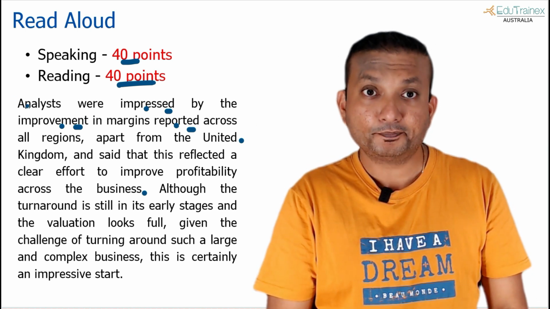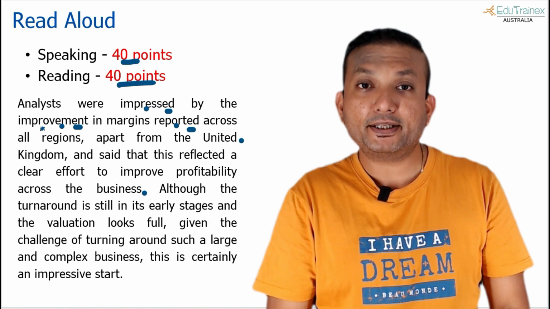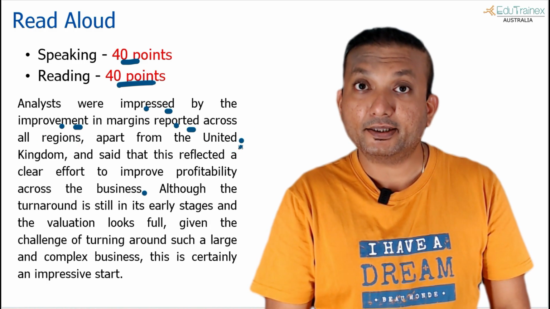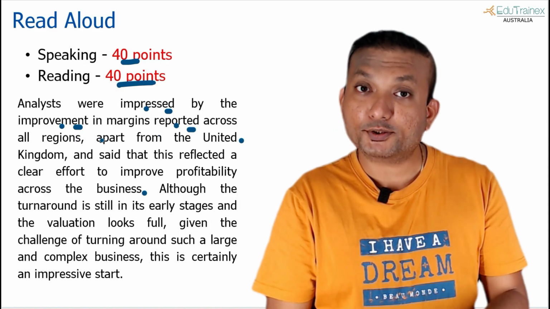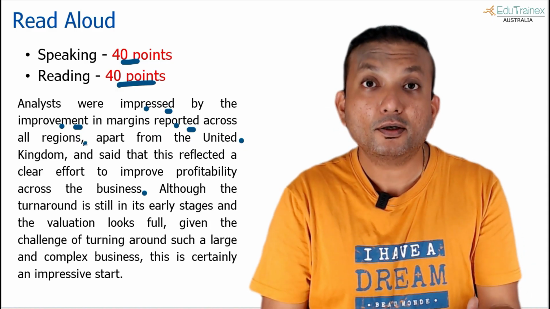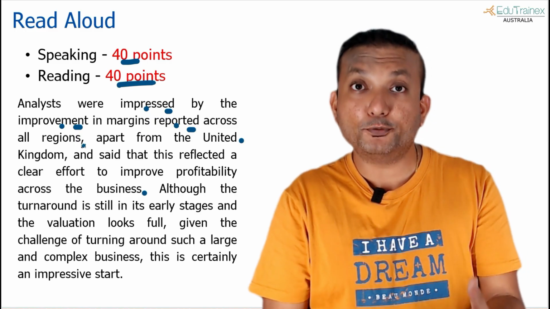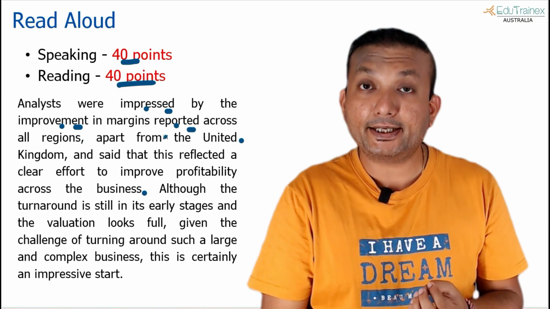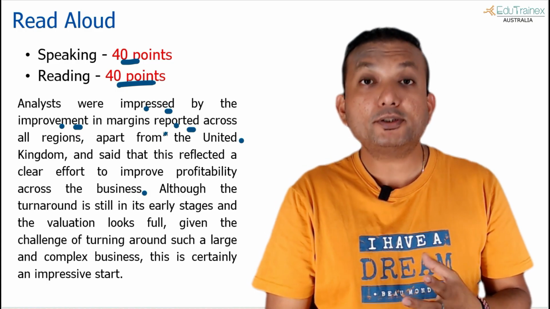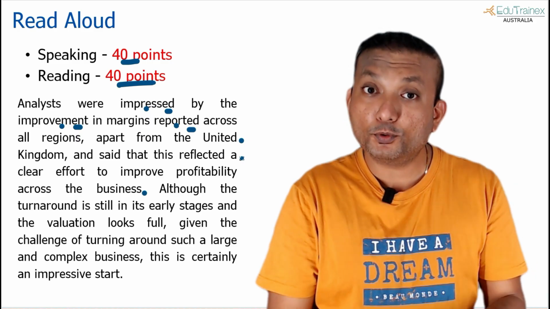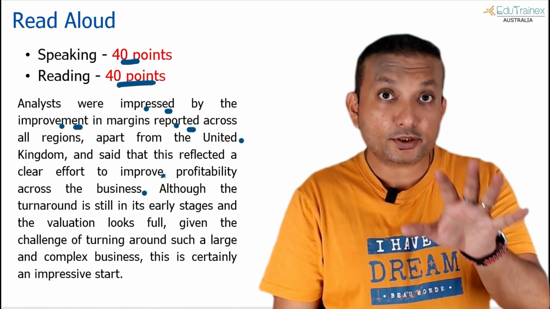So let's try that. "Analysts were impressed by the improvements in margins reported across all regions, apart from the United." So if I am reading just a one-liner, I will stop here. But the way I spoke was very, very fluent. I stopped at the comma, took a pause. My speed was very fine. Every word that I spoke was very, very clearly audible. So this is the kind of thing you have to do. Now, it's up to you whether you want to use one-liner or you want to just read the whole thing.